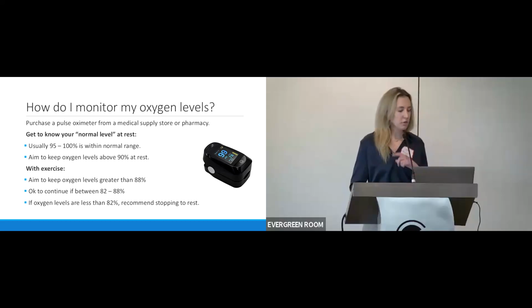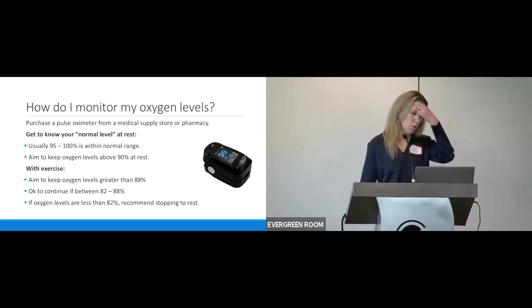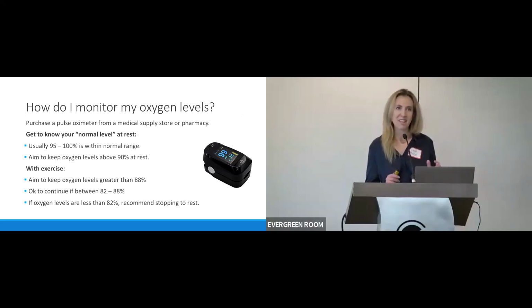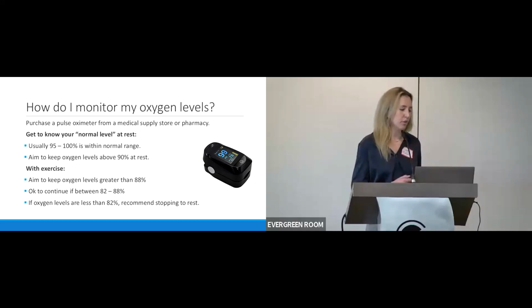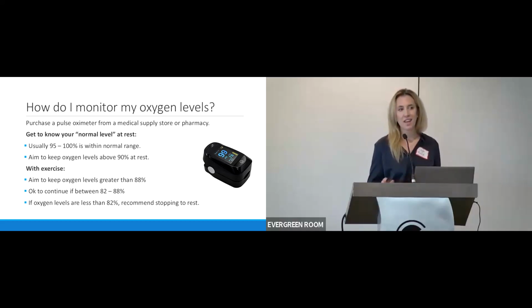With exercise, similar to what Dr. Schaefer was talking about, we try to keep oxygen levels greater than 88%. I'm okay if you continue exercising for those few minutes between 88 and 92, or sort of the mid-80s range. There's no hard and fast rule. This doesn't come from any particular rule that if you go to 81 for a minute, or if you go to 85 for a couple of minutes, it's going to be problematic for you. But we just say as a general rule of thumb, if the oxygen levels are less than 82%, then we suggest that you stop, rest, wait until they come back up a little bit higher.